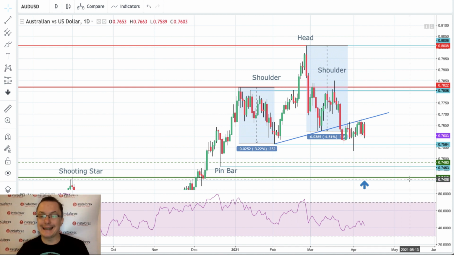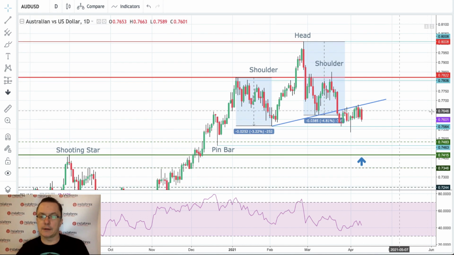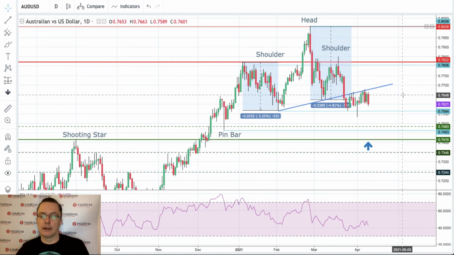But the next key technical support is 7,415, marked with this blue arrow here. If this level is violated, then it's very, very clear that the expansion to the downside might be even bigger, and the drop might be even more dynamic towards 7,346, 7,244.